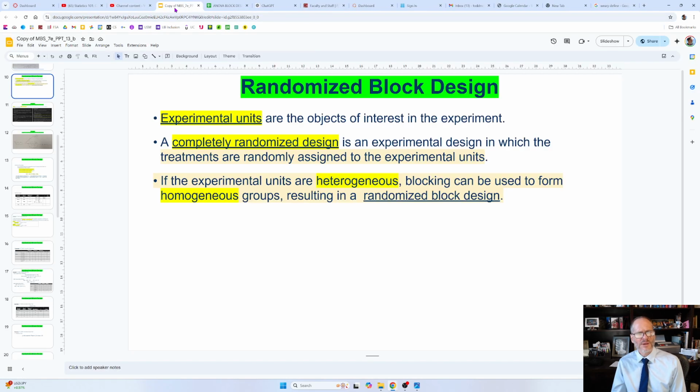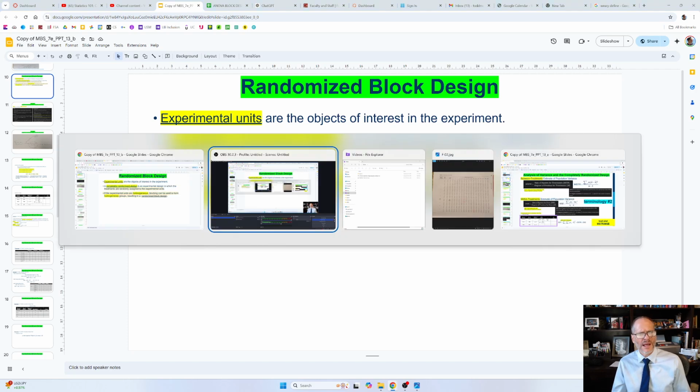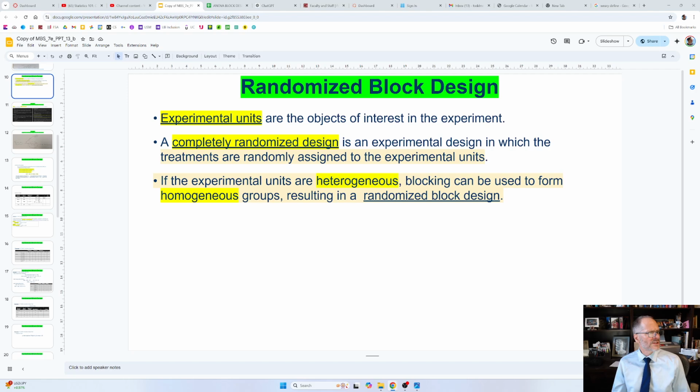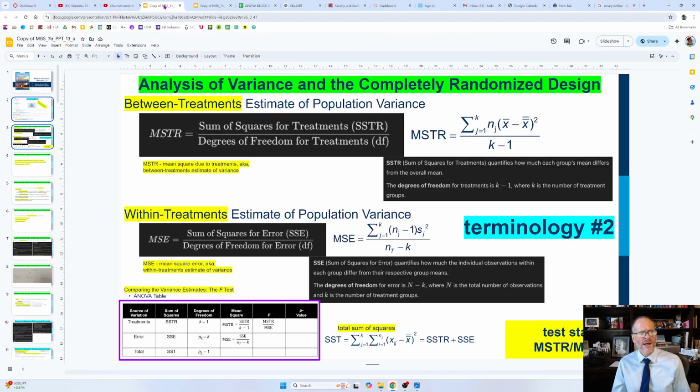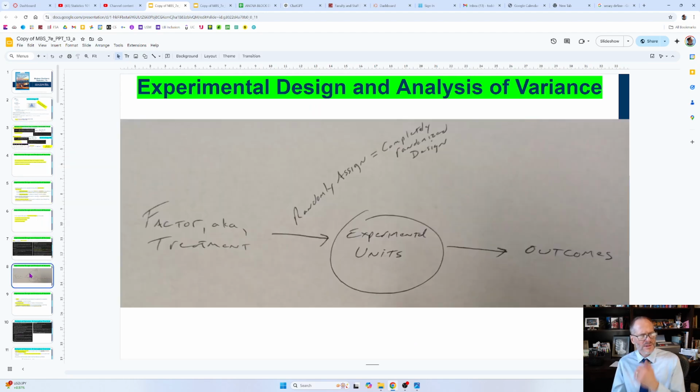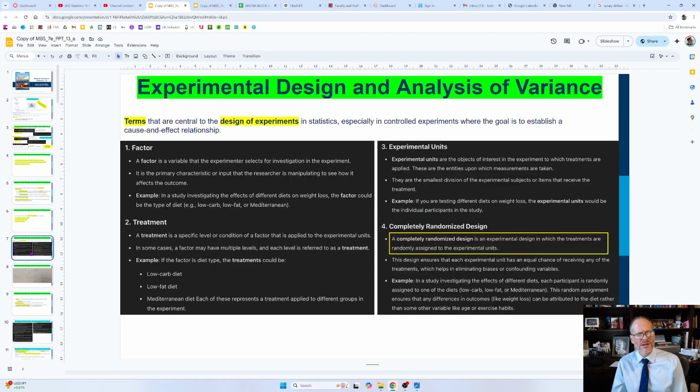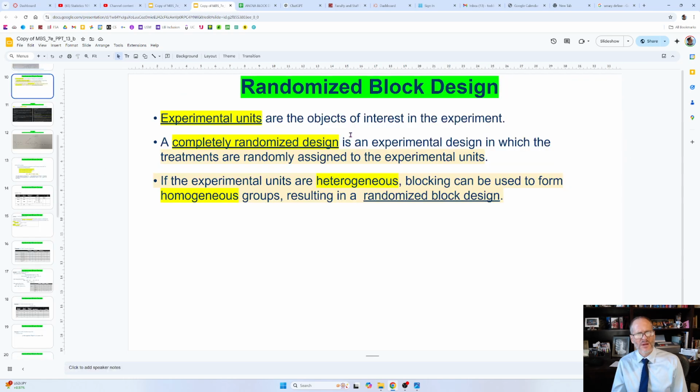So now we're going to see how the textbook explains it, which is not perfectly. It talks about experimental units being the objects of interest in the experiment. Let's see if it has some of that terminology. Experimental unit, right? We also had this terminology, so you can pause the video and read it. We've been through that. An experimental unit is the object of interest in the experiment.